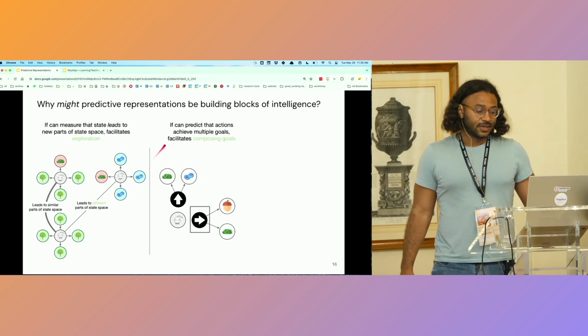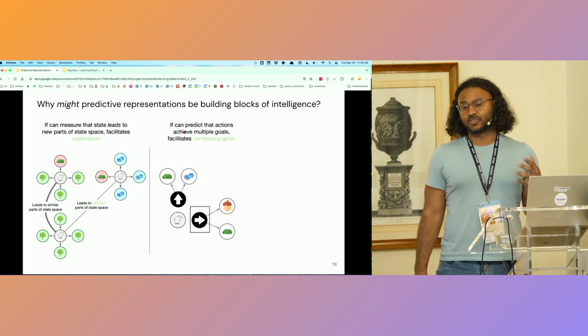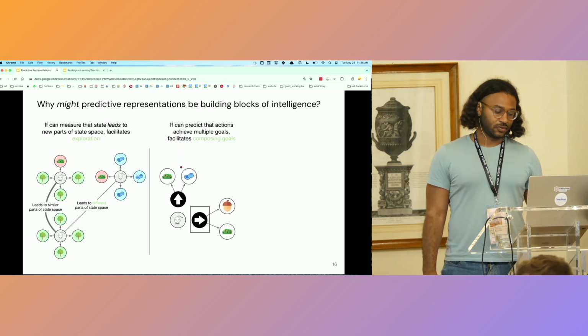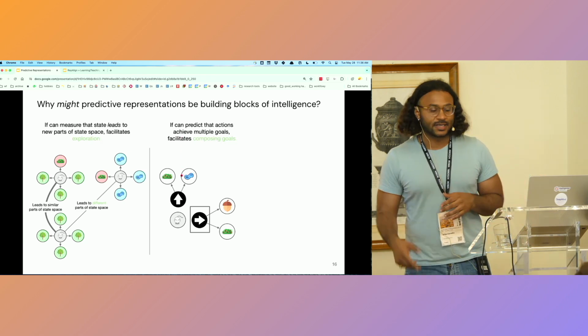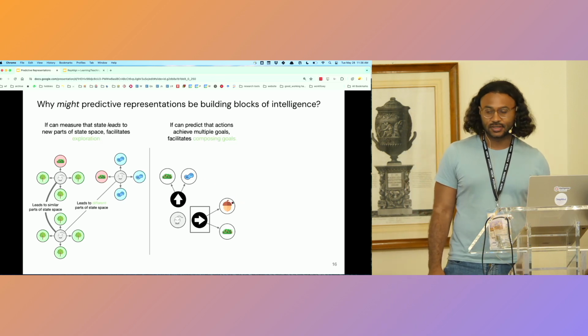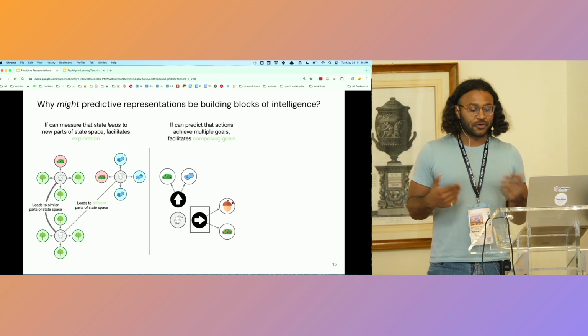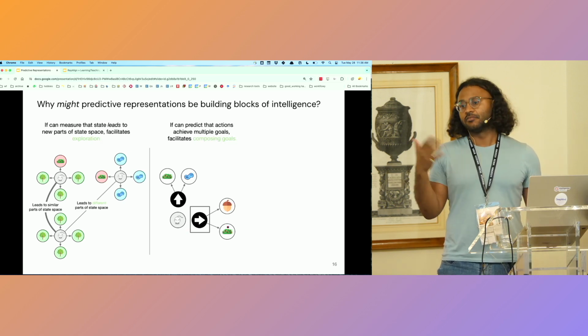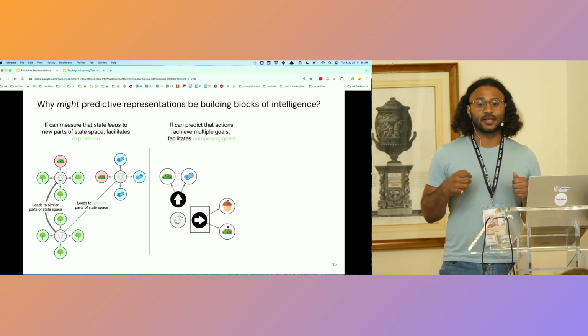The other is, if you can predict that actions achieve multiple goals, then this facilitates composing goals. So let's say that this mouse, in its lifetime, has independently sought out berries and water and acorns, but at some point, it wants both acorns and berries. It can think to itself, if I go to the right, I can get both of these things. So this facilitates composing goals.